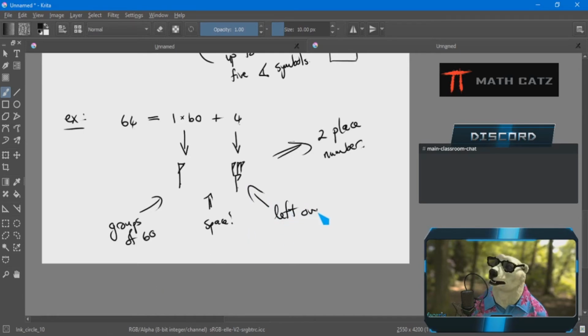Or ones, or whatever you want to call it. How many is left over? So one group of 60 and 4 more in addition to that gives me 64. So in that way, by having multiple places, I can recycle existing symbols.